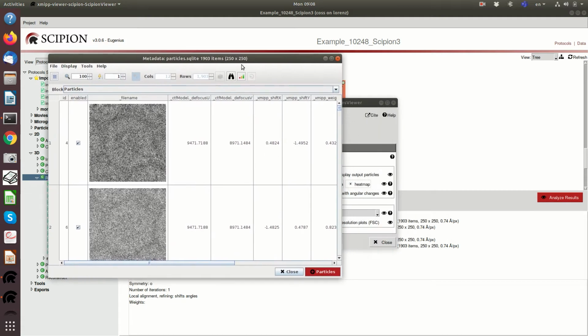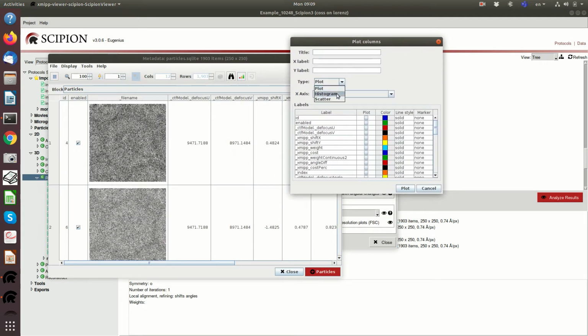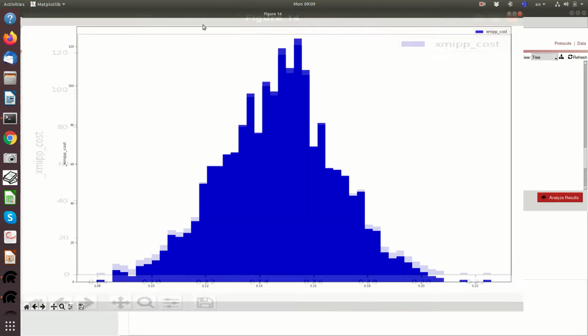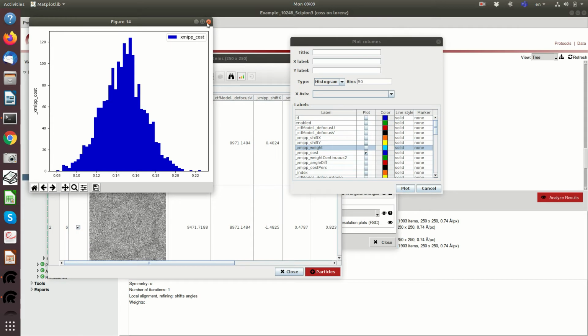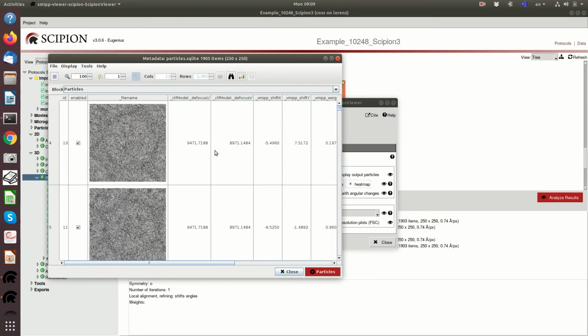And something else that we can also look at is these output particles. The output particles in high res, when you do the local refinement, you can look at the cost, and you can look at the histogram of the cost, and you should see a single population. Sometimes you see at this point that you have a mixture of populations, and then you have to separate them. But in this case, we have so few particles, and they are so consistent with each other, that we have a single population here.